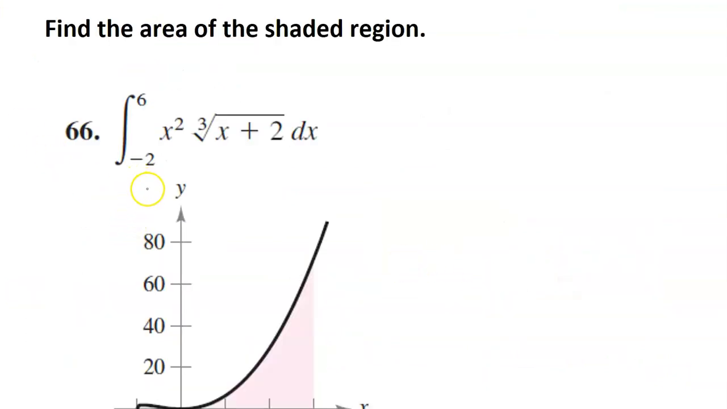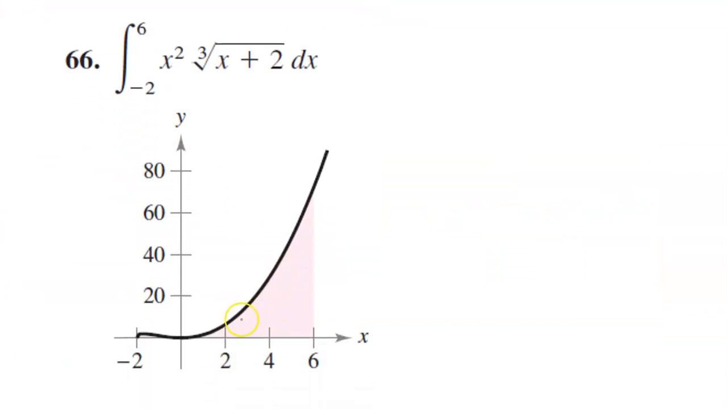For this last problem, we need to find the area of the shaded region. The area under the curve from negative 2 to positive 6 is just the definite integral of the function from negative 2 to positive 6. If we let u equal x plus 2, then u prime is equal to 1, which is a little concerning because it will not cancel out the x squared. So we're going to have to use that extra step to fix that problem in a little while.